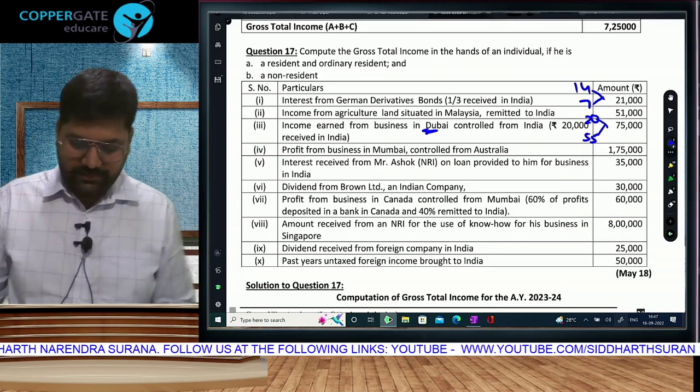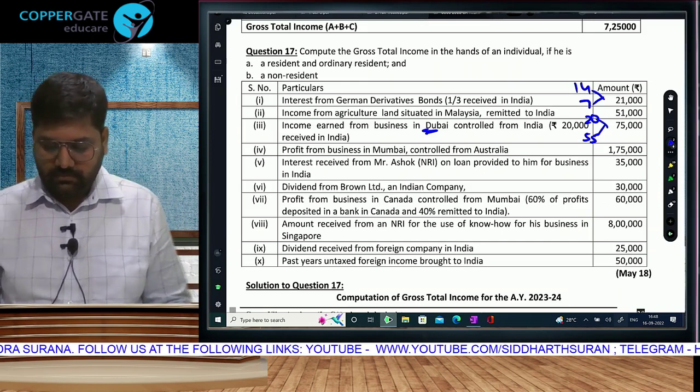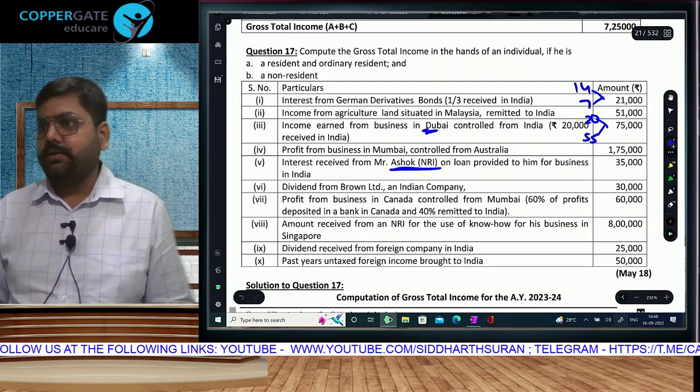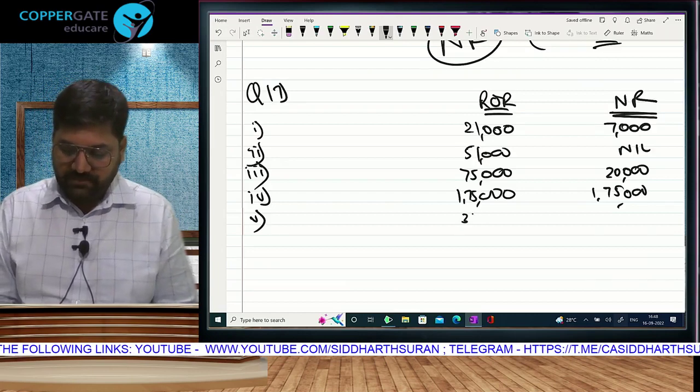Next. Interest received from Mr. Ashok, NRI, on loan provided to him for business in India, 25,000. The payer is non-resident. Tell me one thing: if you have a brain, preserve it for the second column.